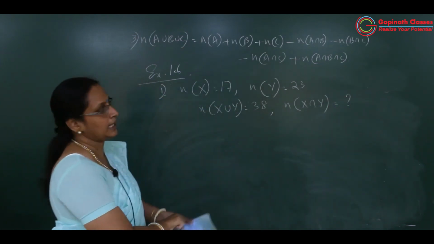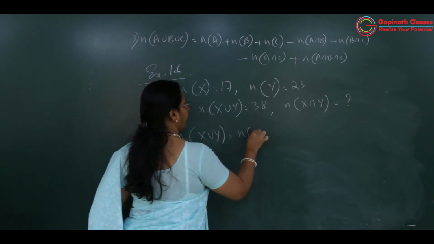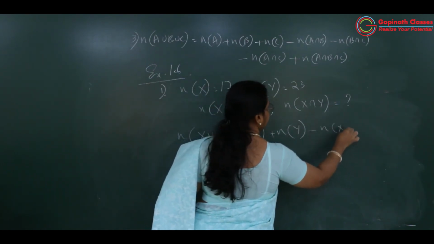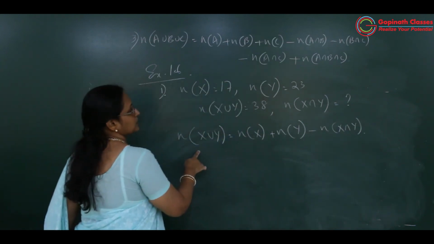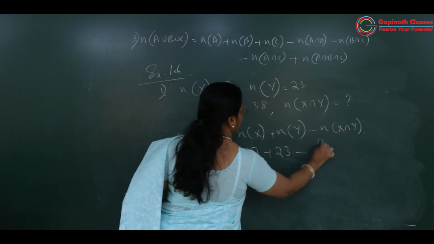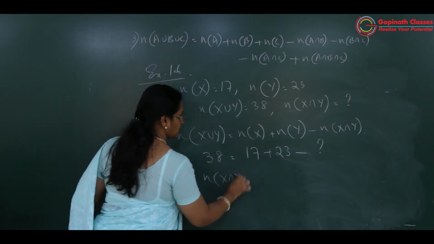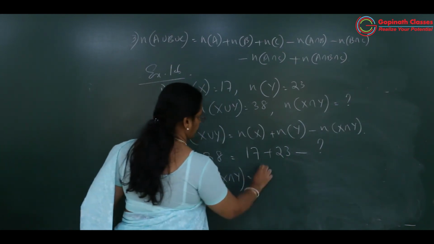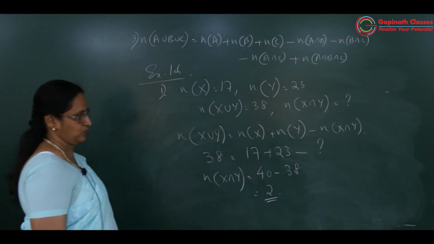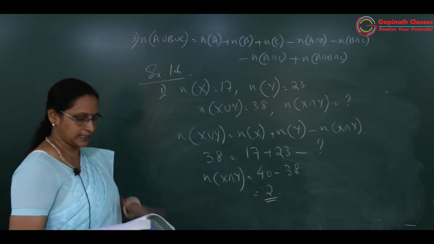Let's use the second formula, that is n(X union Y) is equal to n(X) plus n(Y) minus n(X intersection Y), with X and Y in place of A and B. Now whatever numbers we know, we'll write it. 38 is equal to 17 plus 23 minus the question mark. So what will be n(X intersection Y)? It's nothing but 17 plus 23 is 40, minus 38. It will be 2. So simple. Now, the next practical is coming.